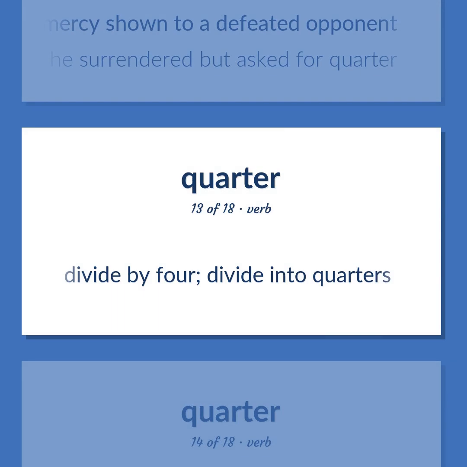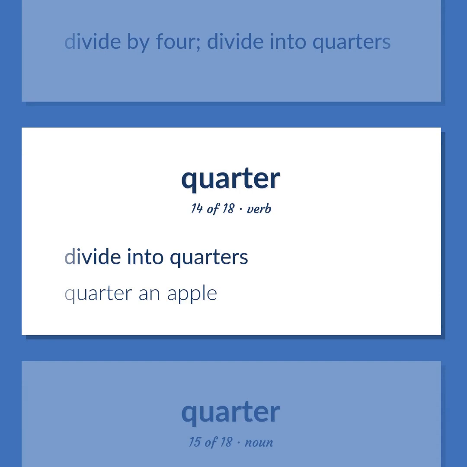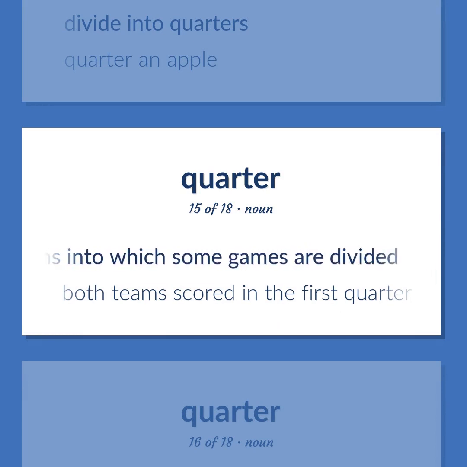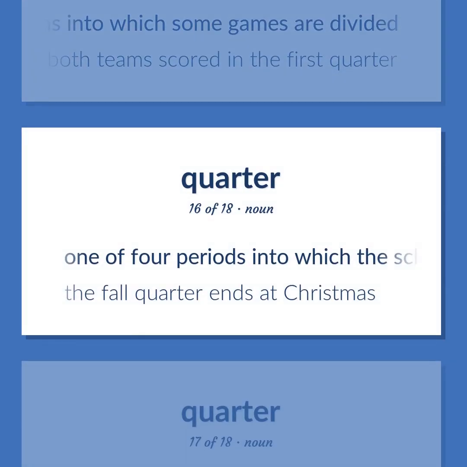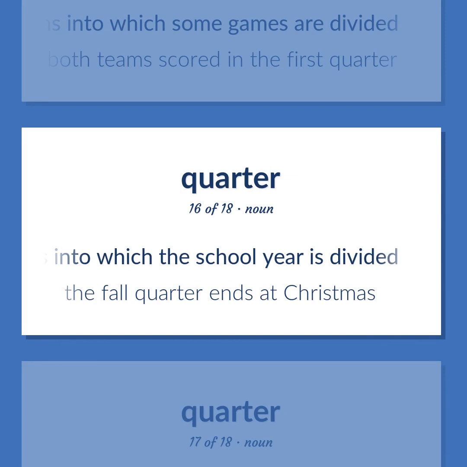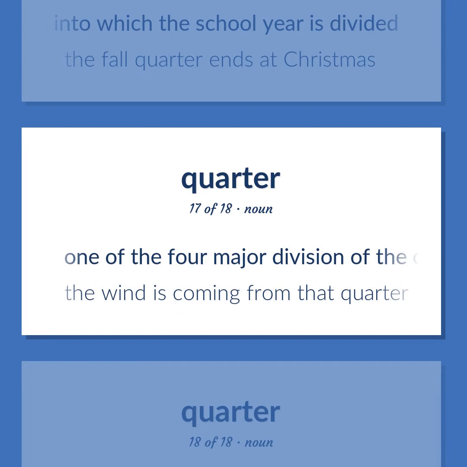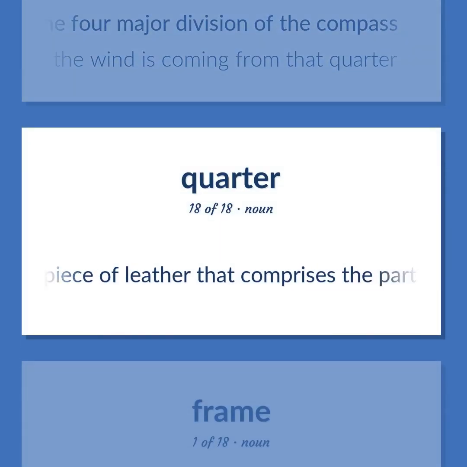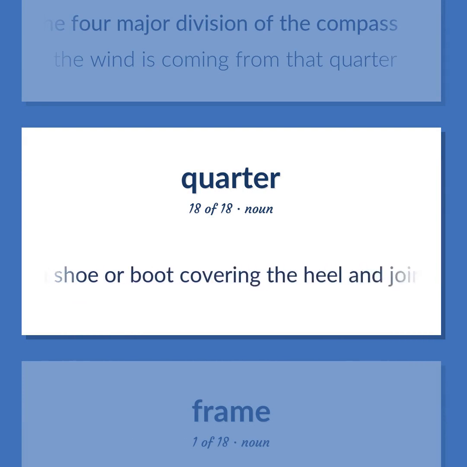Divide by 4. Divide into quarters. Quarter an apple. Football, professional basketball, one of 4 divisions into which some games are divided. Both teams scored in the first quarter. One of 4 periods into which the school year is divided. The fall quarter ends at Christmas. One of the 4 major divisions of the compass. The wind is coming from that quarter. Piece of leather that comprises the part of a shoe or boot covering the heel and joining the vamp.